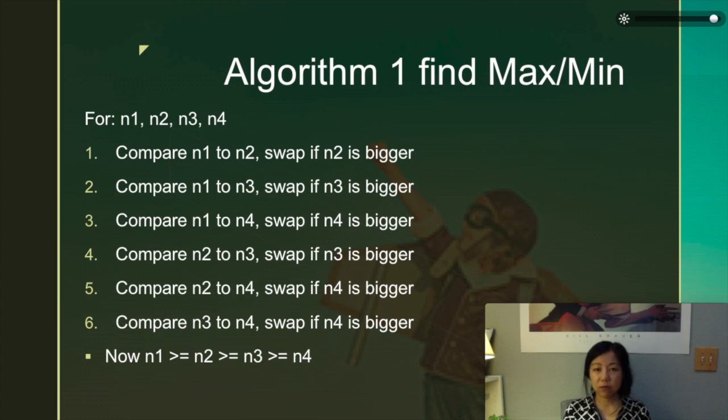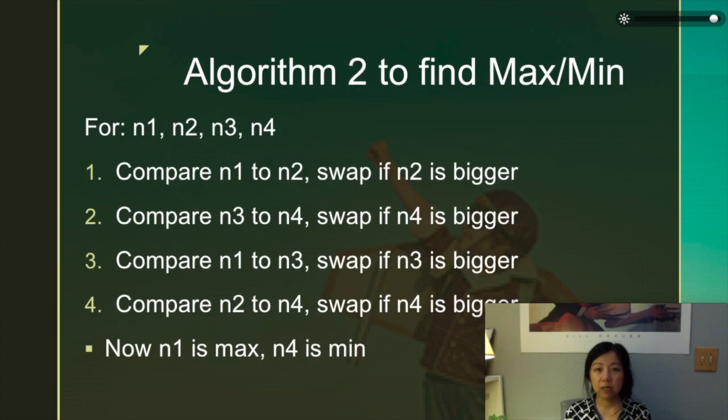The first algorithm to find the biggest and the smallest number among these four numbers is to compare the first one with the second, third, and fourth, and then the second one compared to the third and fourth, and so on. So you compare basically all the numbers with each other. I'm not going to talk about this algorithm too long, but you can see that it's 6 steps. But in algorithm 2, we have only 4 steps, so this is how it works.